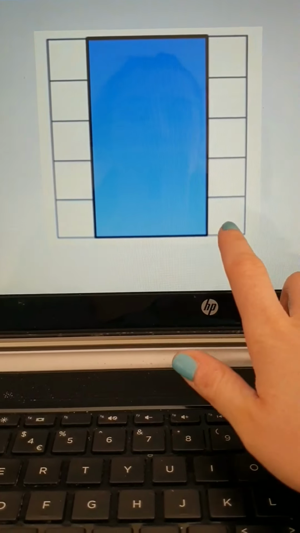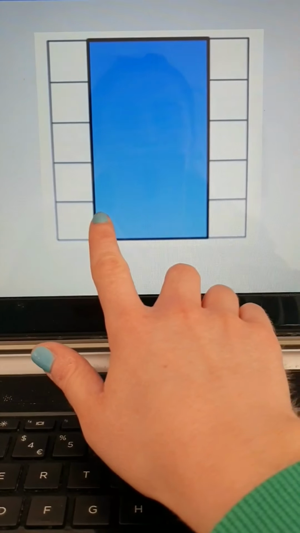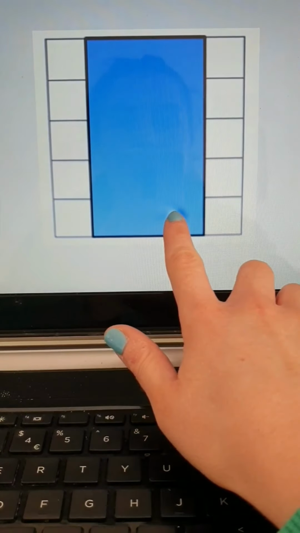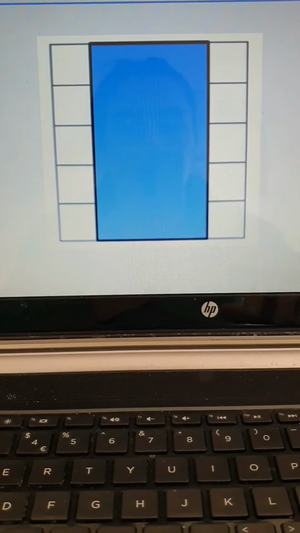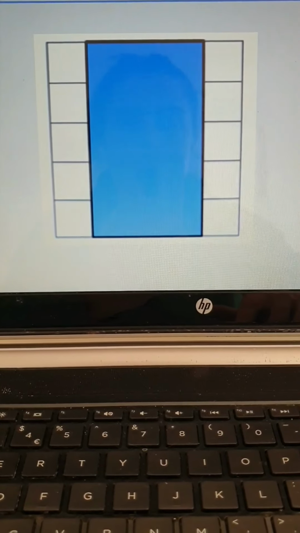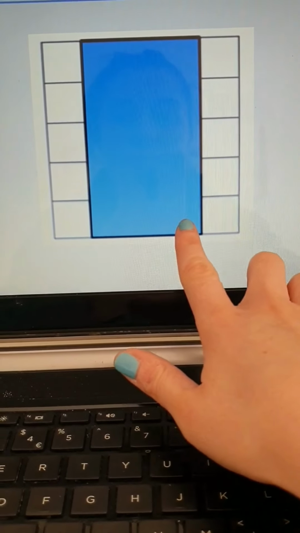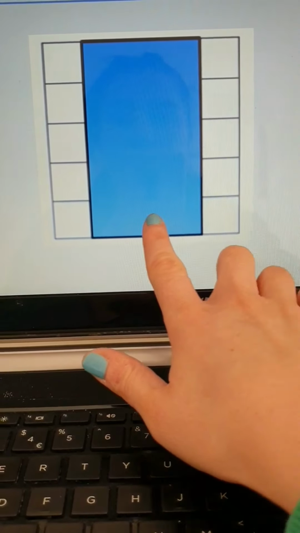So we've got 1 square here and here, so we need to figure out roughly how many squares would go along the length of the rectangle, okay? So if we were to roughly judge it, I would say there are 3, okay?